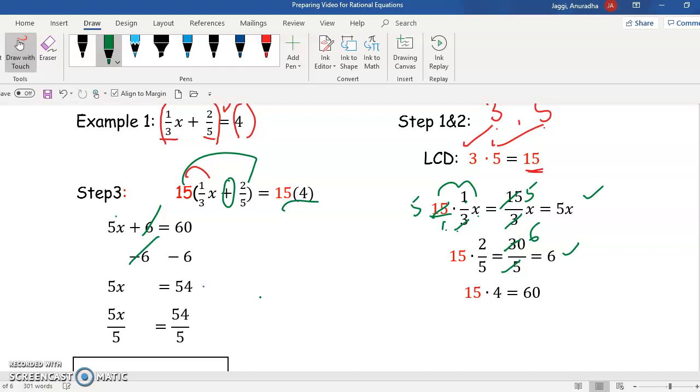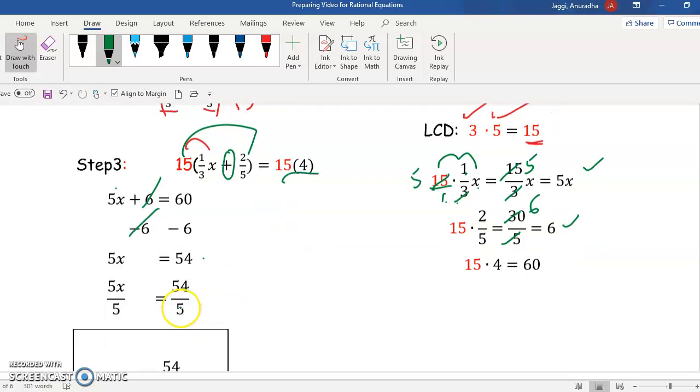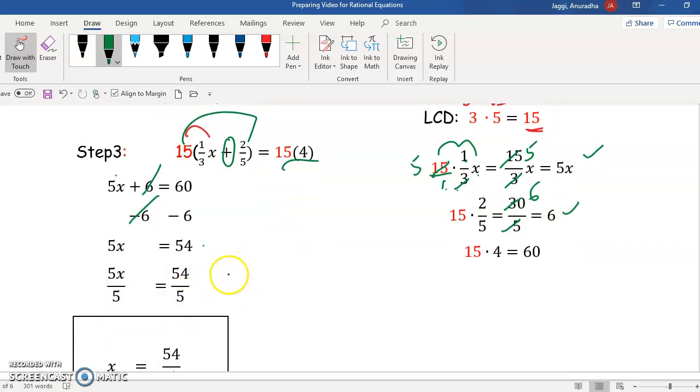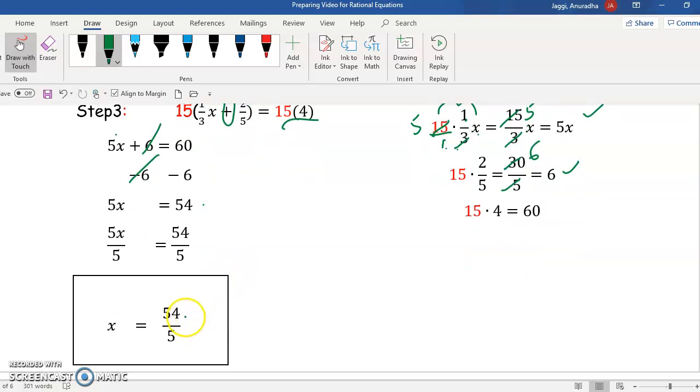60 minus 6 is a 54. And then you are left with a 5x equals 54. Again, use the inverse operation. 5 is multiplied. You are going to now divide by 5. So 5 doesn't go into 54, so you don't have to simplify it any further. So you can just write the answer as an improper fraction. So it's 54 divided by 5.